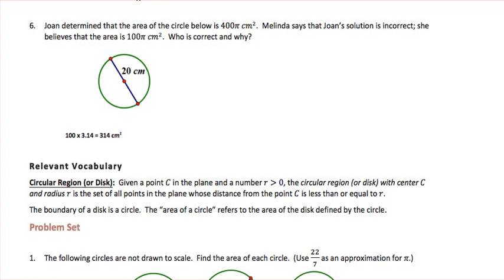And so Joan would be, oh, gee, they're giving it in terms of pi. So 100 times 3.14, or 100 pi. So Melinda is correct. 100 pi would be the exact area. And again, make sure that you are looking clearly at the question and answering exactly what they're asking.